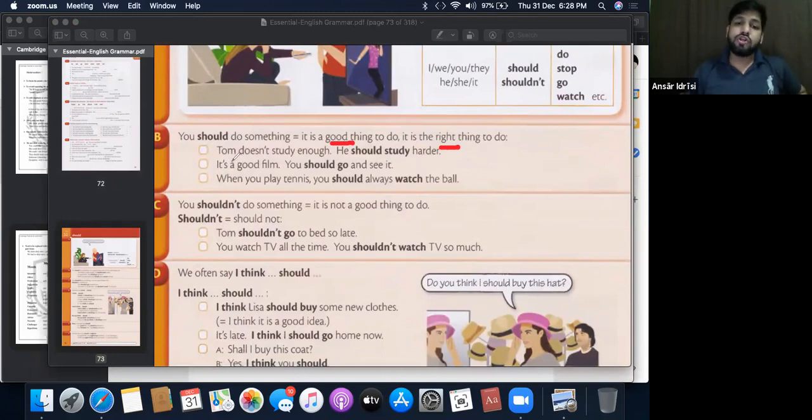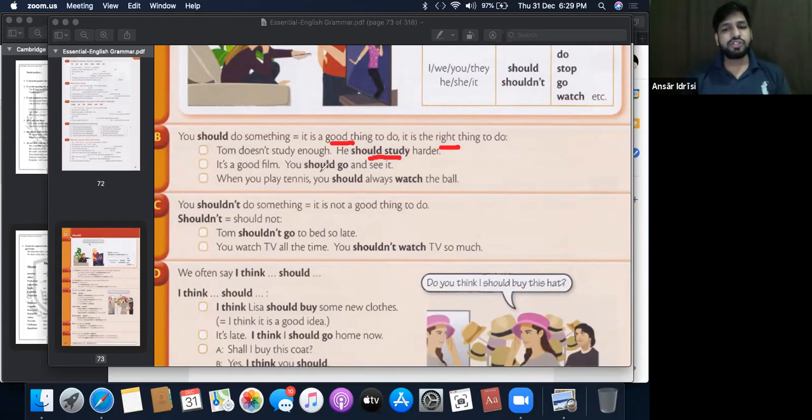For example, Tom doesn't study enough. He should study harder. उसको स्टडी करना चाहिए. टॉम स्टडी नहीं करता है सही से, उसको स्टडी करना चाहिए. अगर नहीं करेगा तो पछताएगा. उसका एडवाइस है, करना है तो करने दो, मत कर.